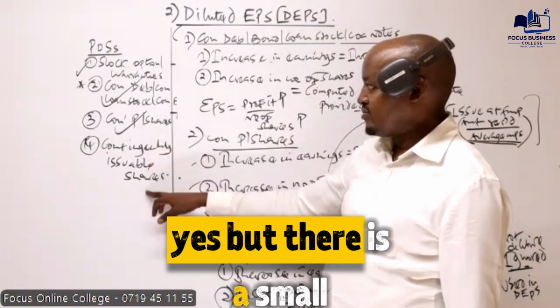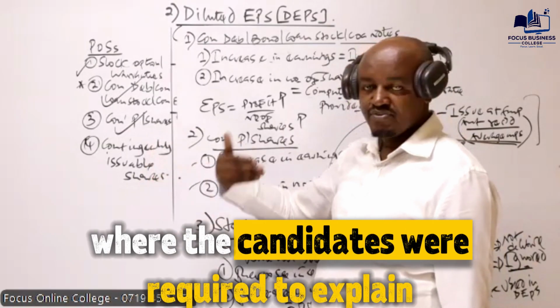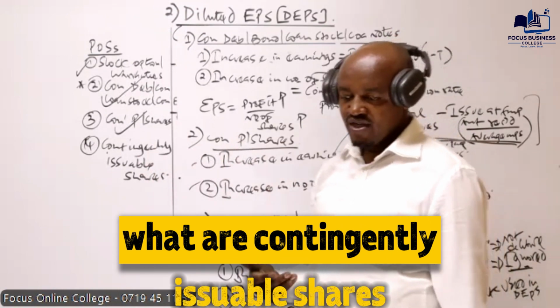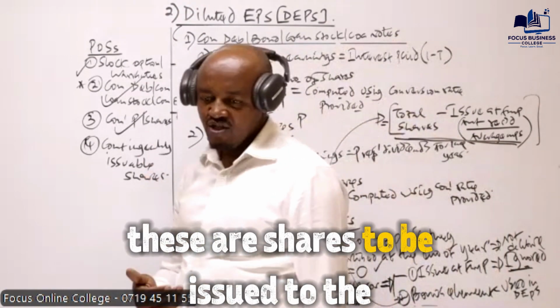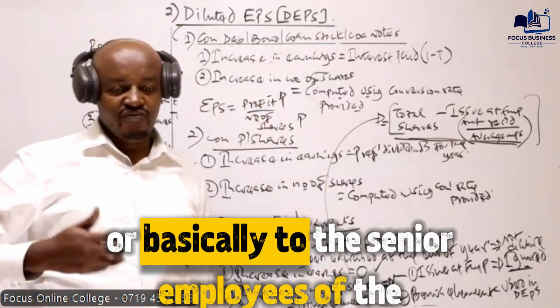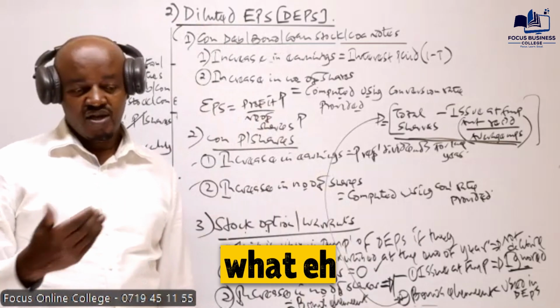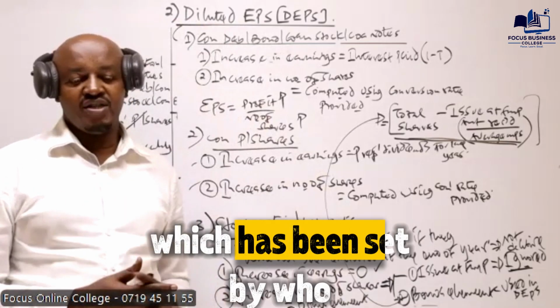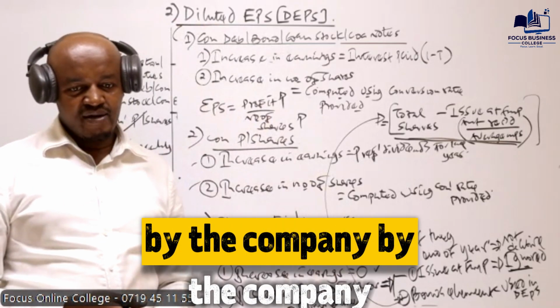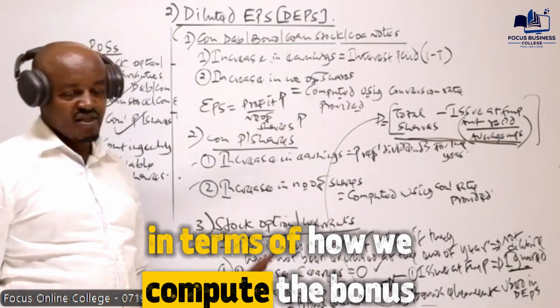Yes, but there is a small theory question I think I had seen in relation to this, where the candidates were required to explain what are contingently issuable shares. I've said that these are shares to be issued to the senior managers or to the managers or to the senior employees of the company once they have met a certain performance criteria which has been set by who? By the company.